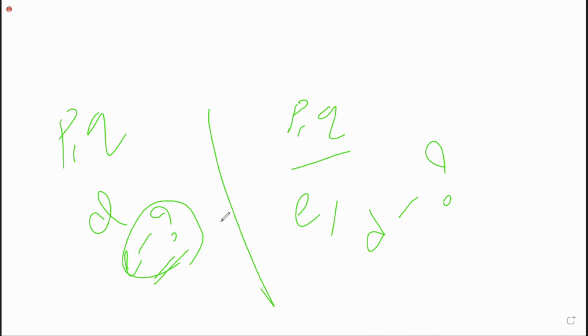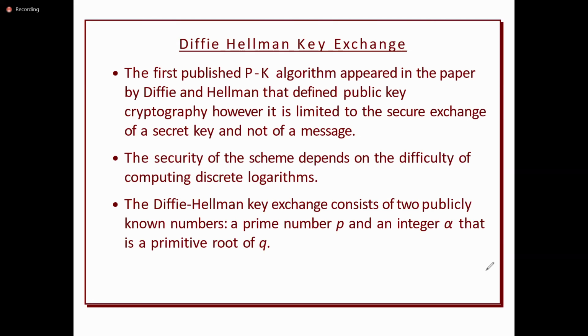Practice problems on the RSA algorithm: I'll create one assignment with 2 or 3 problems. If possible, today I'll create the assignment and you complete it on RSA, or else we'll go with Diffie-Hellman on both topics. I'll create the assignment. Coming to the next, is there any doubt in RSA?